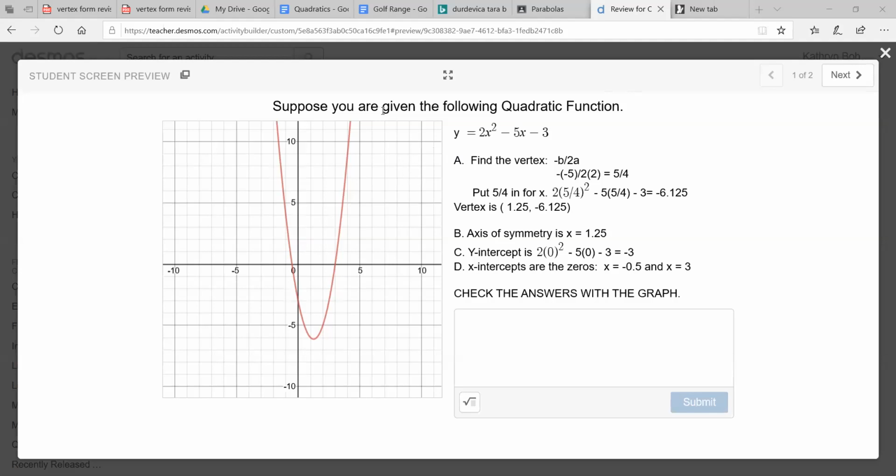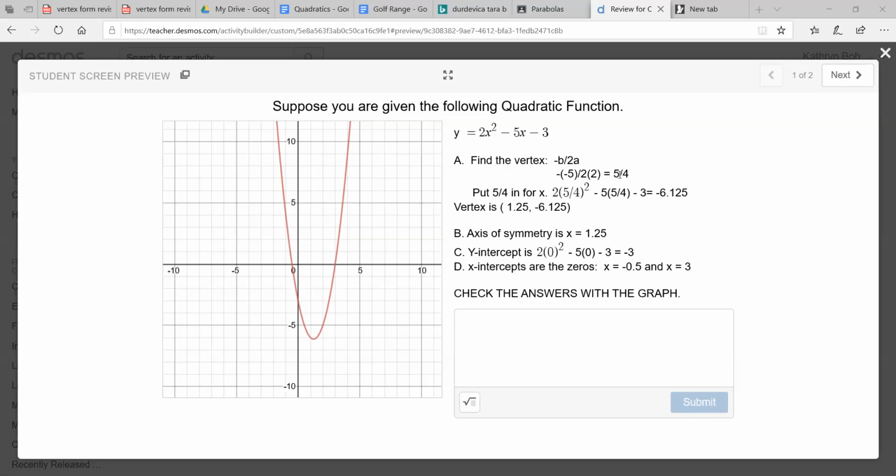So if you take a look at this, we're starting out with y equals 2x squared minus 5x minus 3. Okay, first off, what you're going to do, you're going to find the vertex. The vertex is negative b over 2a. That's what you guys are telling me on your Padlet the last couple days, so you should be okay with that. B is a negative 5, so it's the opposite of negative 5 over 2a. A is a 2, so that's going to be 5 over 4.